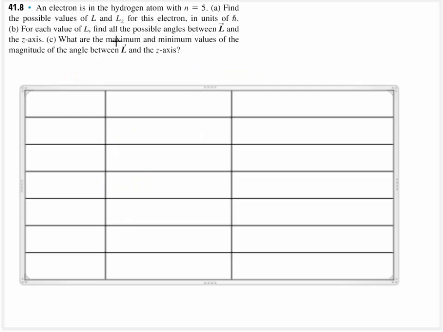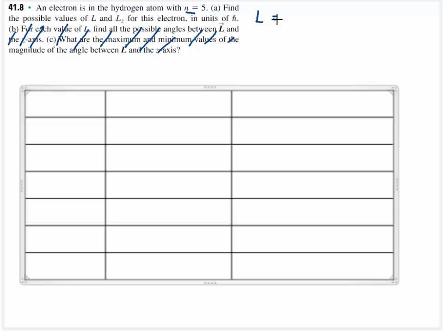Okay, problem 41.8. First I'm going to cross off some of this stuff. I didn't really talk about the angles, so we're not going to do that. Just want to get a little bit of practice with the relationships between n, L, and m sub L, and also with the angular momentum and the z component of that.